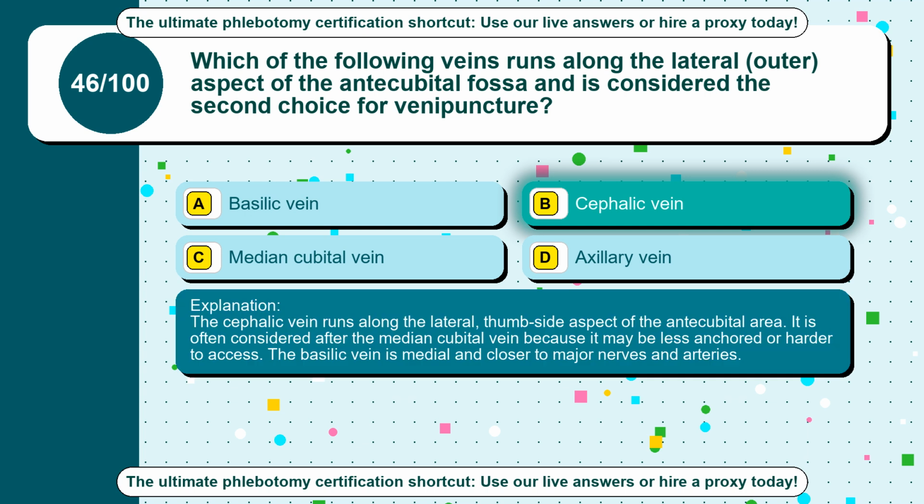The cephalic vein runs along the lateral, thumb side aspect of the antecubital area. It is often considered after the median cubital vein because it may be less anchored or harder to access. The basilic vein is medial and closer to major nerves and arteries.